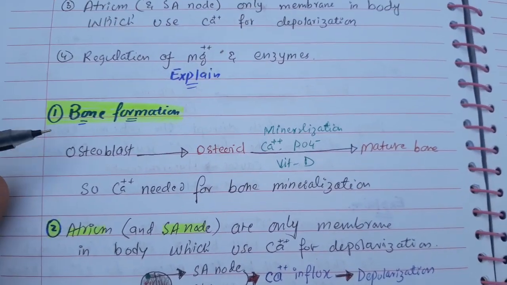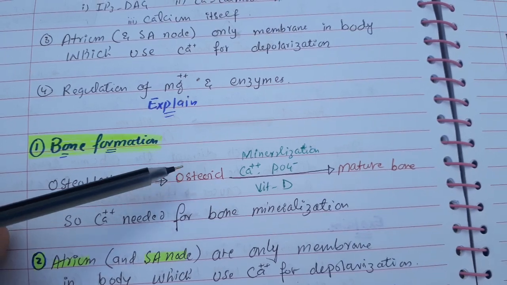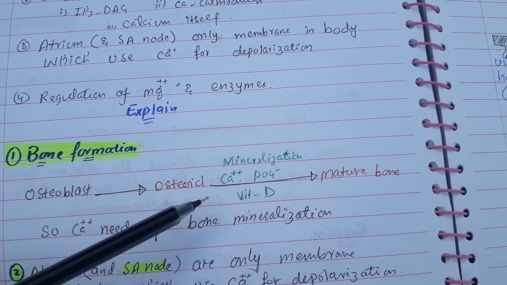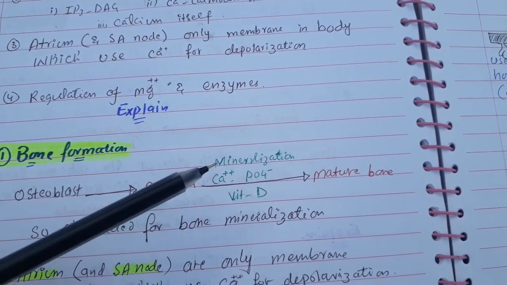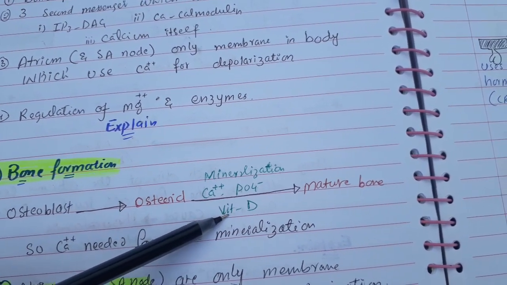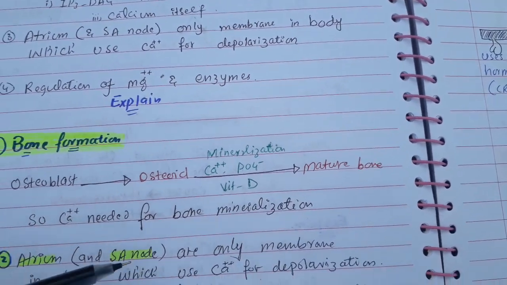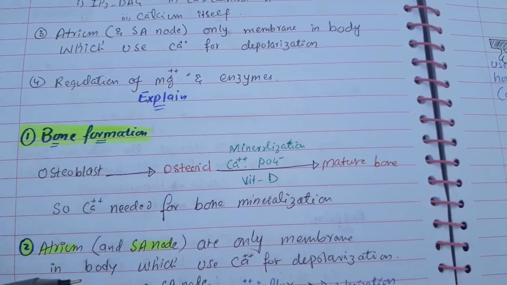So in bone formation, if you see, this is the osteoblast. Its secretion is going to form osteoid, and osteoid is immature bone. When there is mineralization, which occurs with the help of calcium, phosphate and vitamin D, osteoid is converted into mature bone. This is how calcium helps in bone formation.